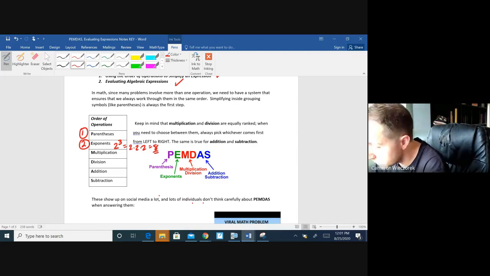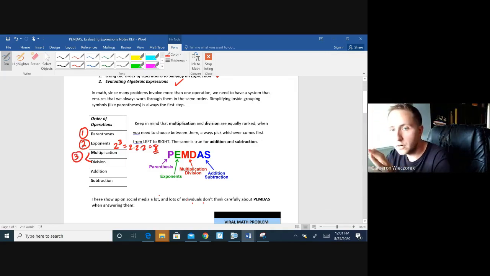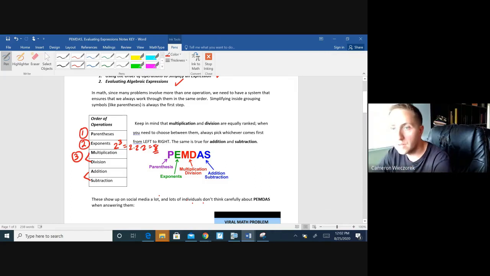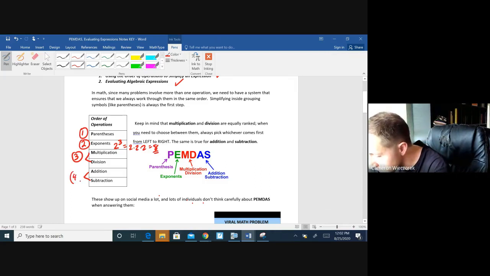After you've done parentheses and exponents, multiplication and division, I'm going to call number 3 together because you do whichever one shows up from left to right first. So if division shows up first on the left, you do division, and then you would do multiplication afterwards. Or if multiplication showed up before division on the left-hand side, you would do the multiplication first. And then likewise for addition and subtraction, you do whichever one shows up on the left-hand side first. So if you see addition first, do addition. If you see subtraction first, do subtraction. But this is the order that we follow when we're trying to simplify an expression.